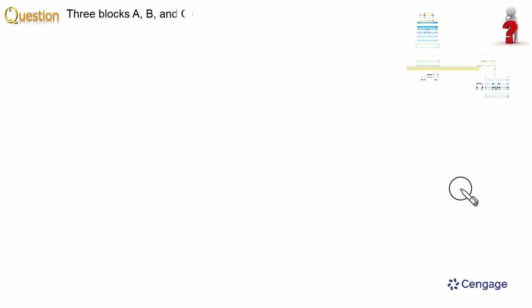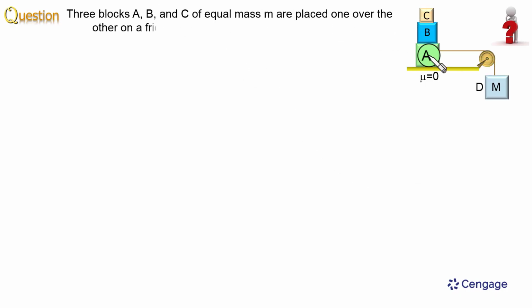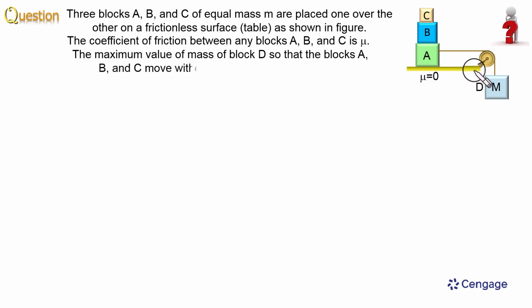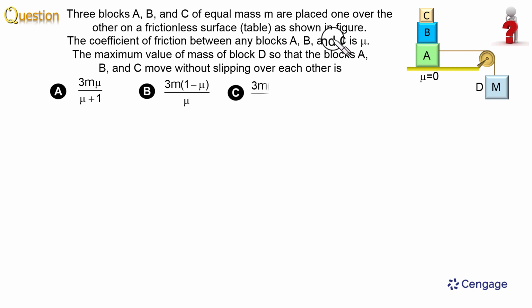In this question, it is given 3 blocks A, B, C having equal mass small m, and the system is placed over a smooth horizontal surface. The coefficient of friction between blocks A and B, and B and C is mu. We need to calculate the maximum value of mass of block D so that blocks A, B, C move without slipping over each other, and we are given these 4 options.